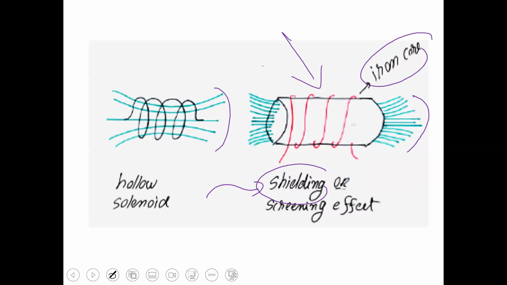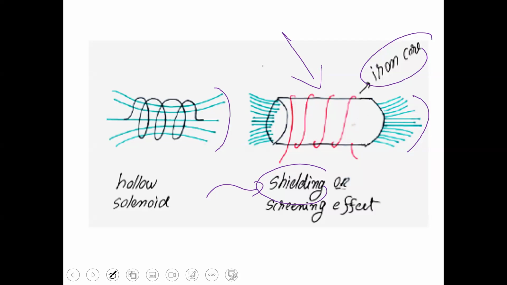Now let's have a memory test. Why iron? Why not something else? Why not aluminum, gold, silver? Why iron? Iron becomes magnetized. Anyone else? She will tell. Yes, tell. Iron. There are two names in our O level, iron and steel. Both can be used here.